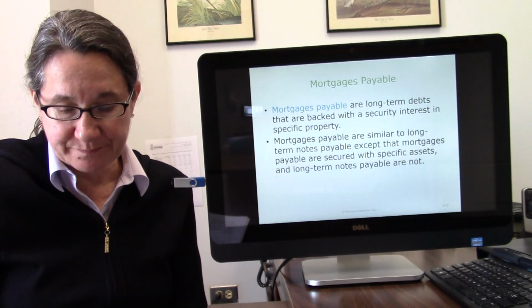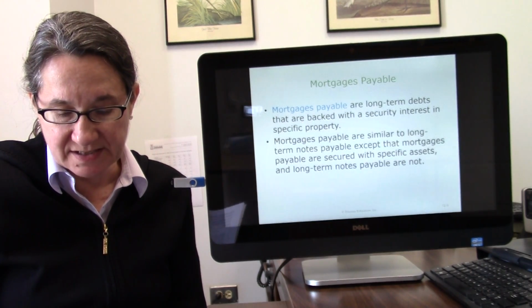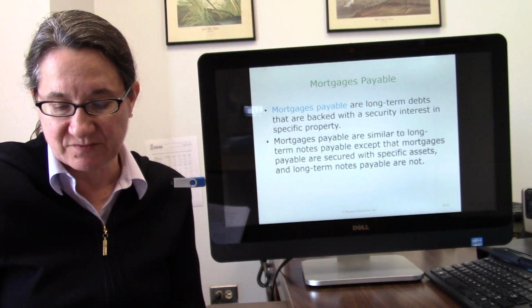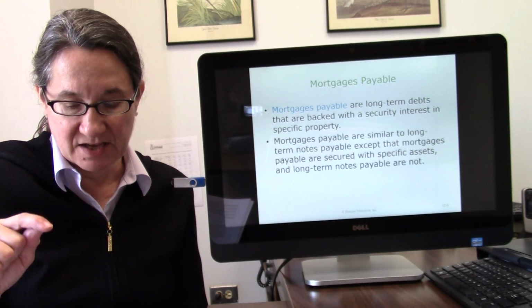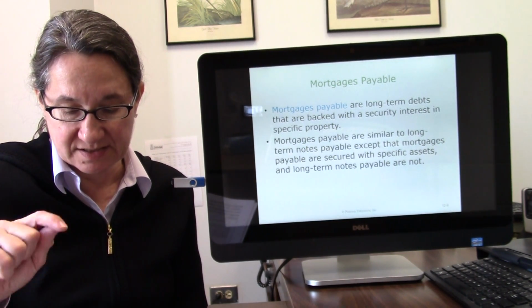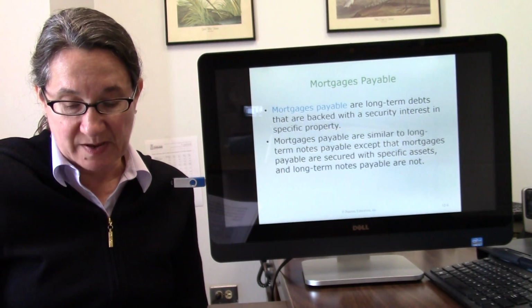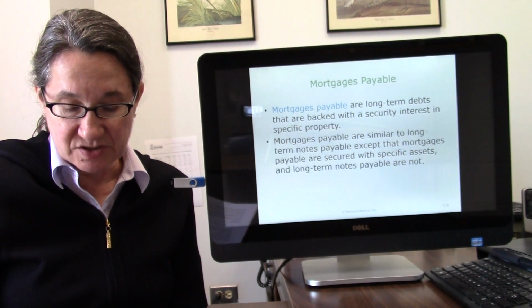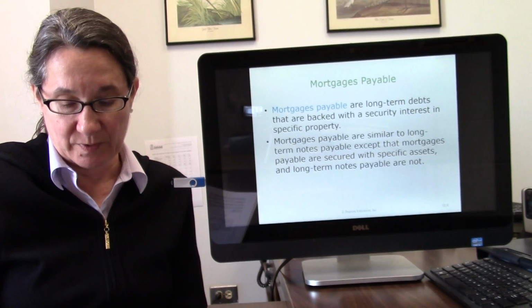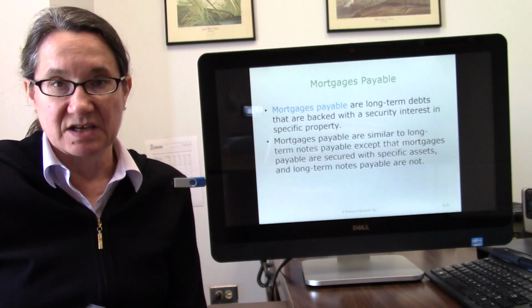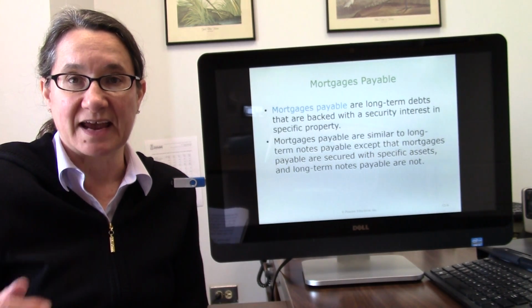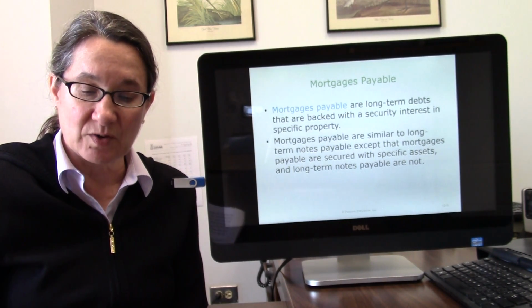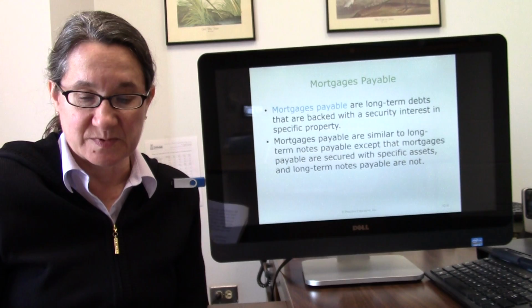Mortgages payable include the borrower's legal promise to transfer the legal title to specific assets if the mortgage isn't paid on schedule. Mortgages payable are very similar to long-term notes payable. The main difference is that mortgages payable are secured with specific assets, whereas long-term notes are not secured with specific assets.